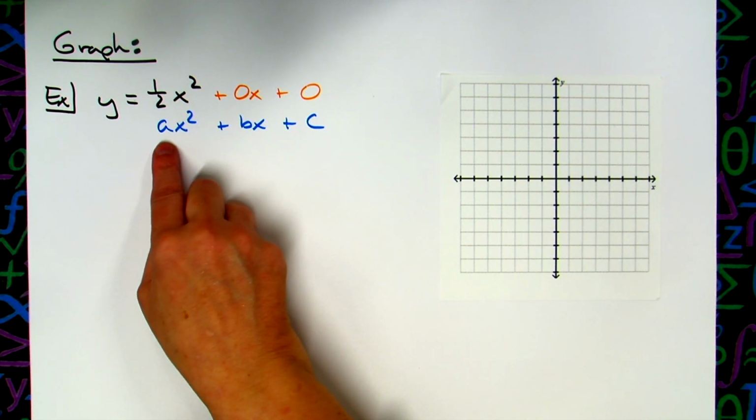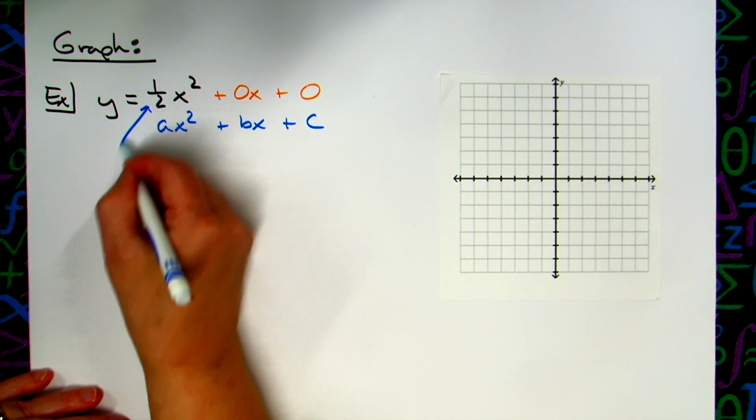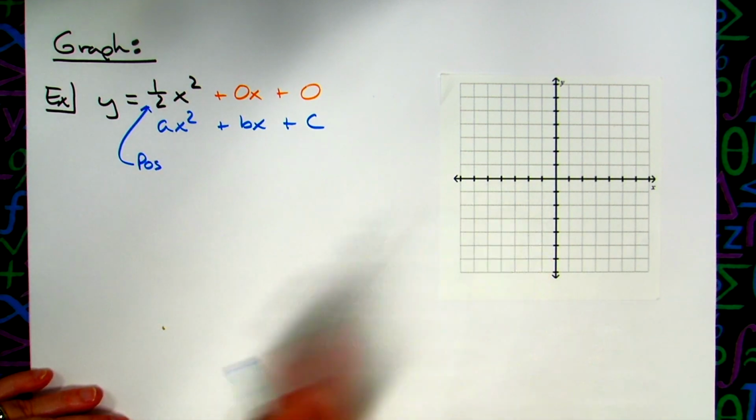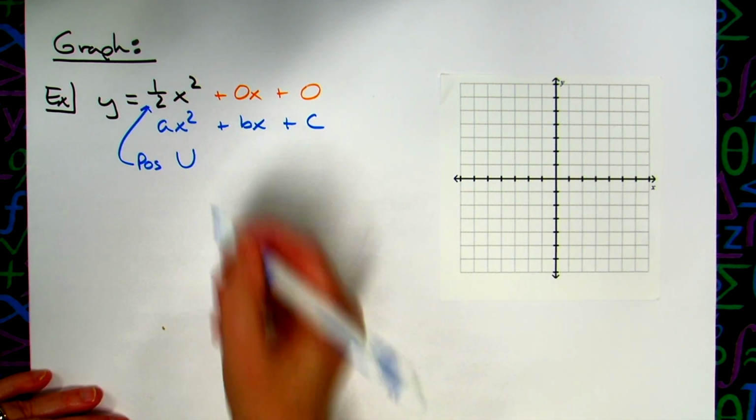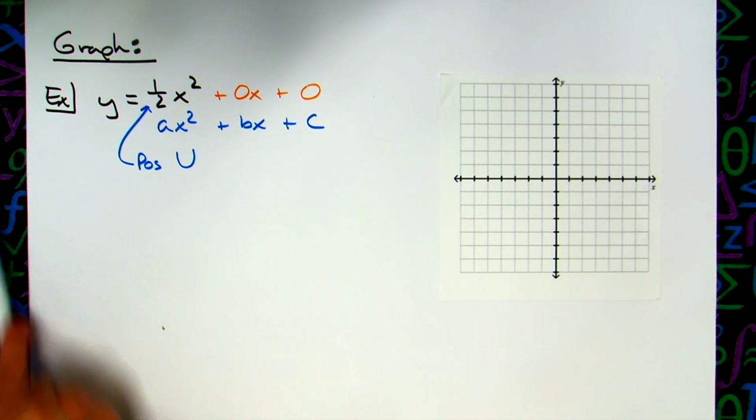Now, is it positive or negative? It's positive. So is it upright or upside down? It's upright. Because this is positive, I know that when I get done graphing that picture, it better be upright. And if it's not, I know I've made a mistake.